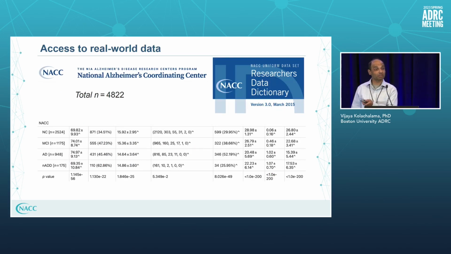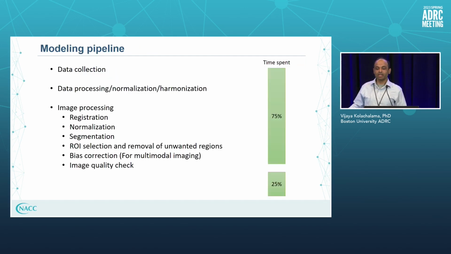We actually spent a lot of time processing this data, even though there are a lot of efforts to collect the data. Once you actually have the data, there is a lot of work to do after that. So I want to briefly talk about it. Here is a list of all the things we do once we collect the data. The green bar shows the time spent on each of those tasks. About 75% of the time after we download the data, we spend thinking about automating these steps for all those 4,000 plus cases: registration, normalization, segmentation, selection of regions, bias correction if there is multimodal data, and then some kind of image quality check. After that, we think about deep learning. So there's a lot of processing work even after we have this data downloaded.